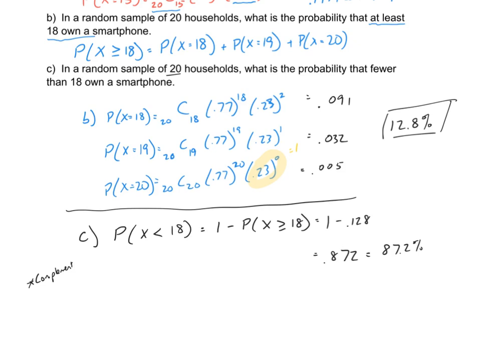Whew. So we saved a lot of time there by recognizing that both B and C asked about the number 18. One was greater than or equal to 18, one was less than 18, and that worked to our advantage. Okay, that is the end of this video.